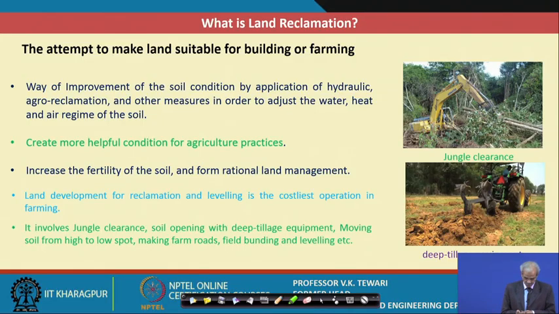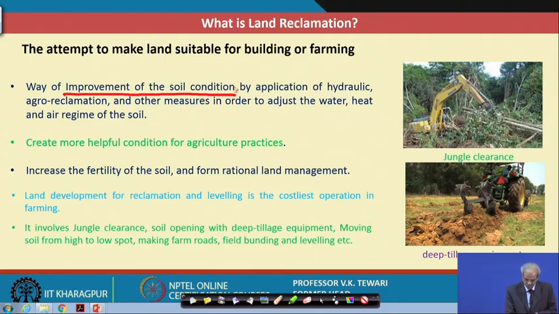What exactly we are trying to do here is the improvement of the soil condition. What happens is that the condition of the field may be, let us say, totally a stony land where a lot of bushes etc. have grown up for a long time. It has not been used either for cultivation or for something else. So that land needs to be improved upon for a given purpose.